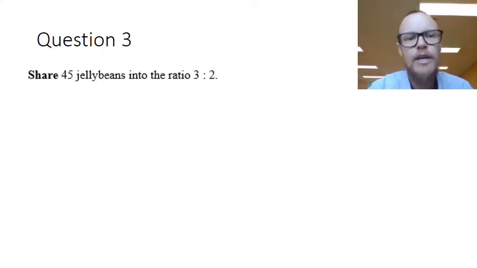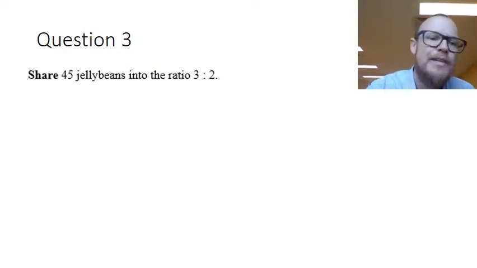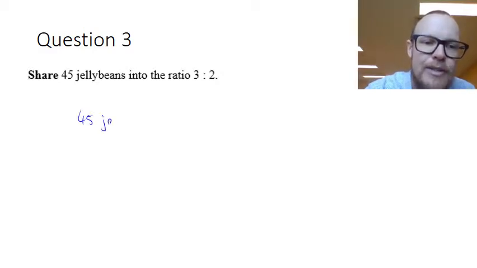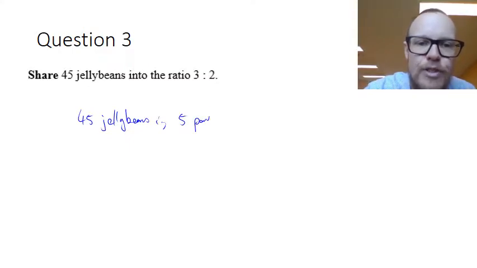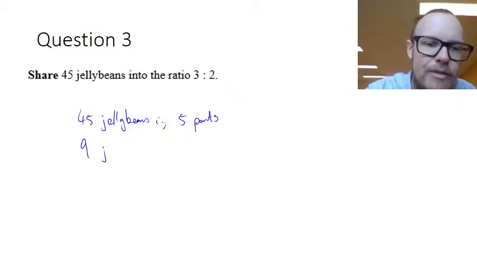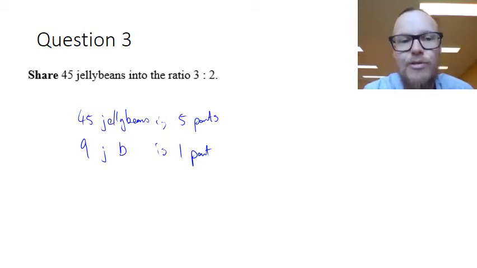Okay? So sharing 45 jelly beans into the ratio 3 to 2, we need to make a statement that says 45 jelly beans is 5 parts. This is 5 parts in total. 3 plus 2 is going to be 5. So that means that 9 jelly beans is 1 part. That means that we can do it easily now.